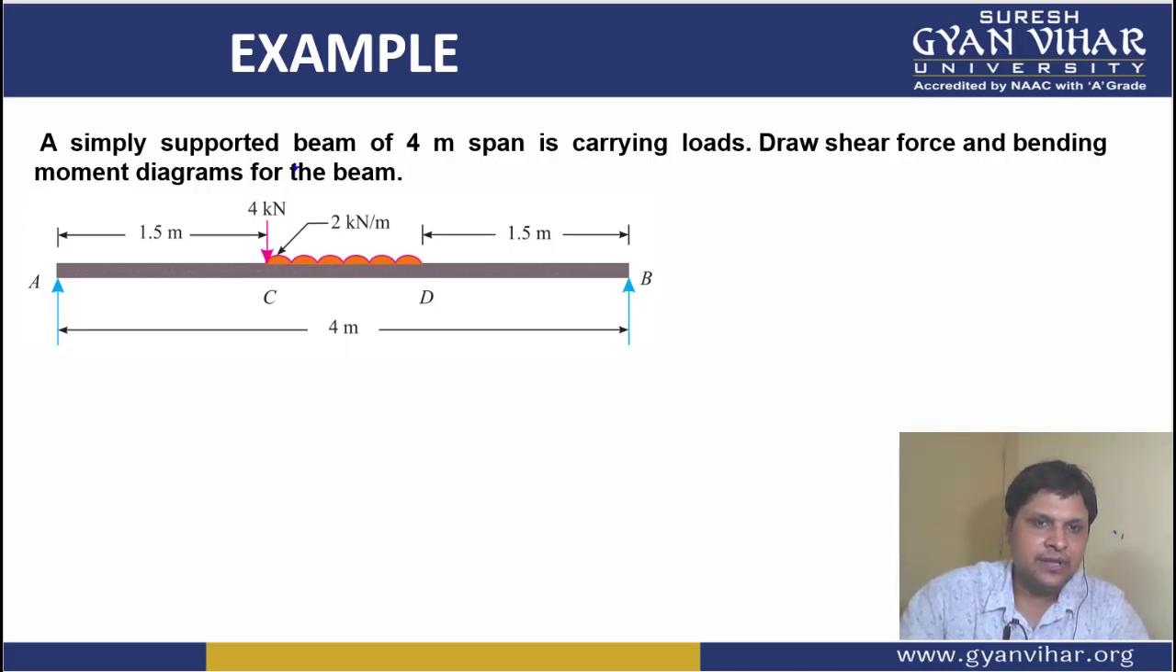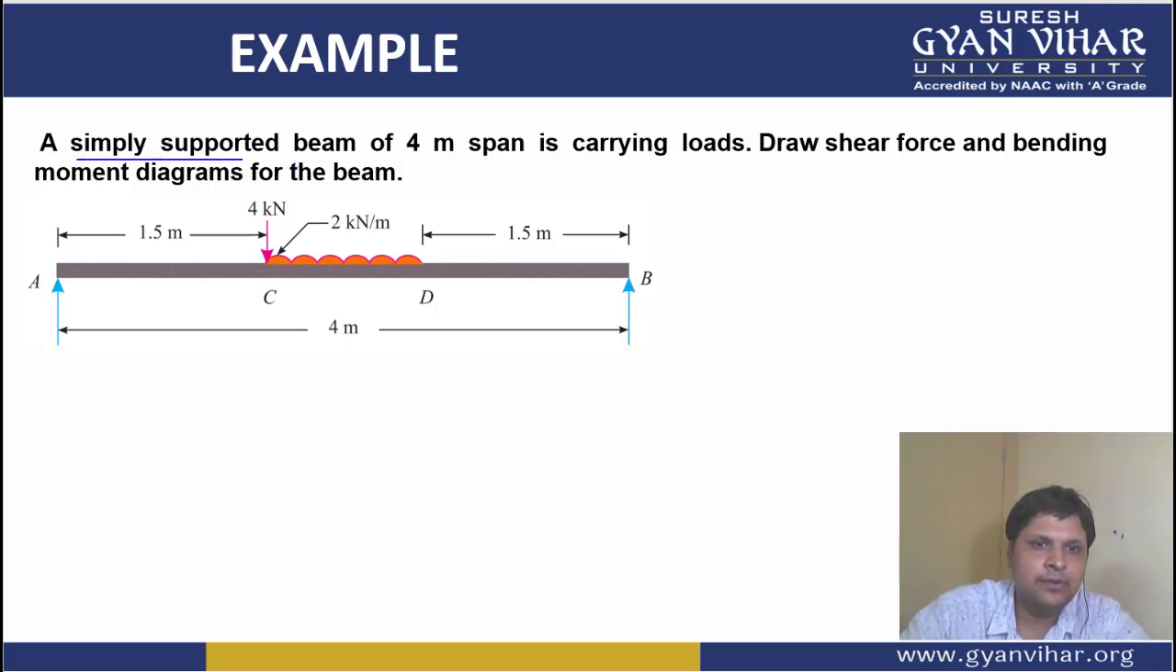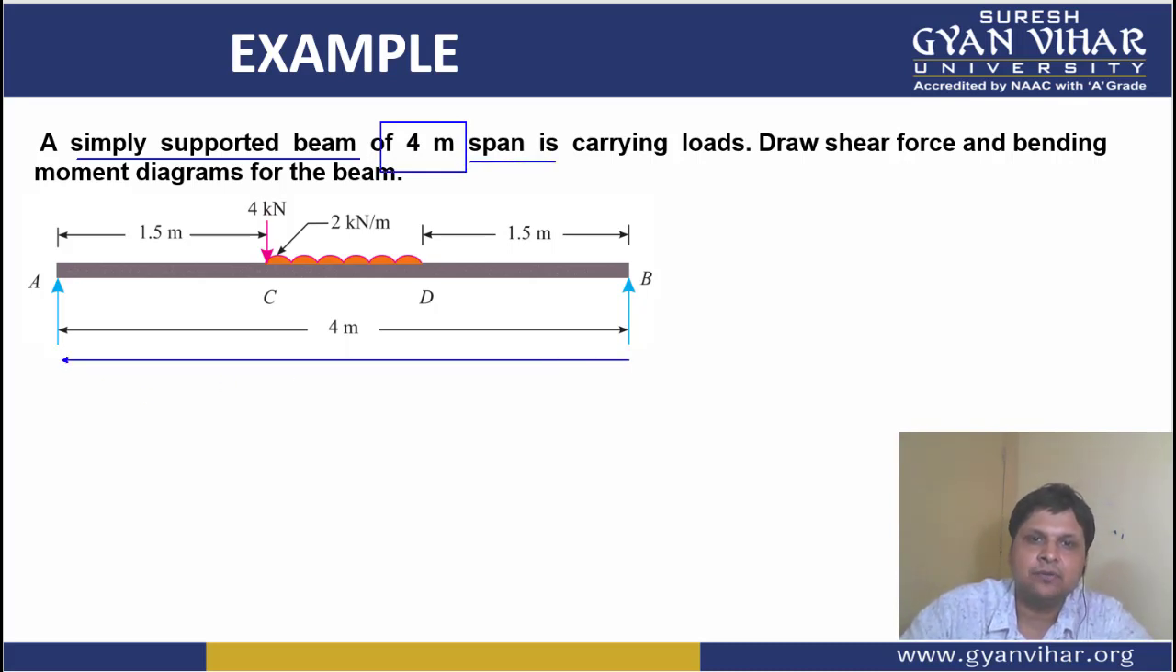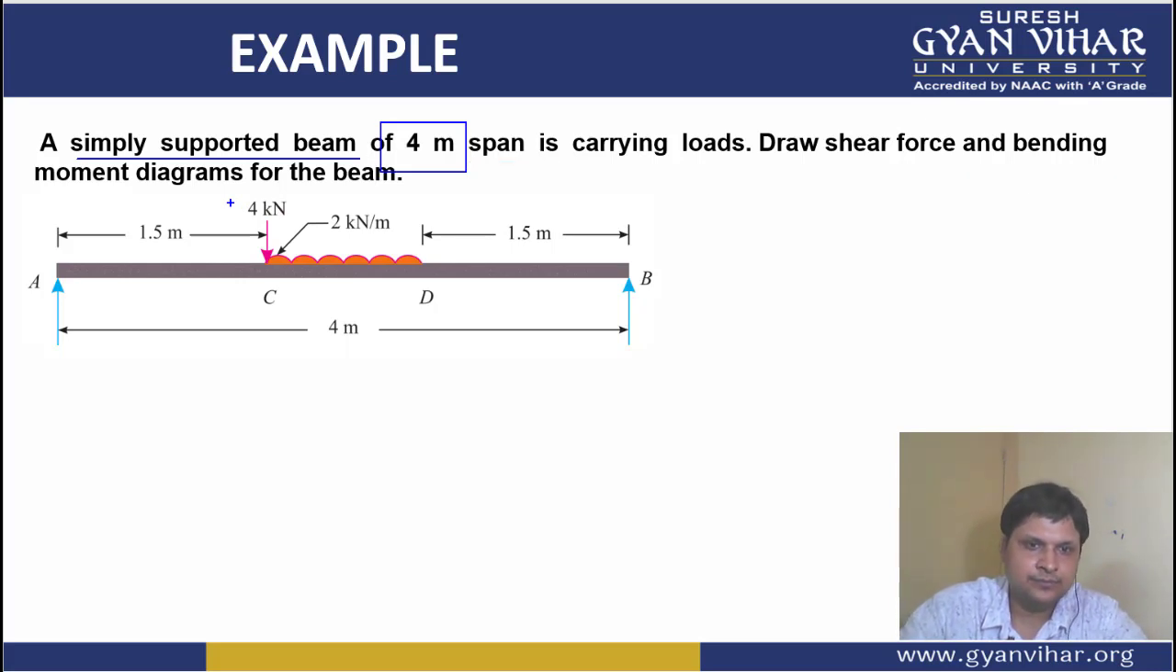In the question, it is saying that there is a simply supported beam of 4 meter span. Span means the total length from here to here. This is the total length of the beam, and it is carrying loads. We have to draw the shear force and bending moment diagram for the beam. First of all, we are going to calculate the support reactions at A and B.